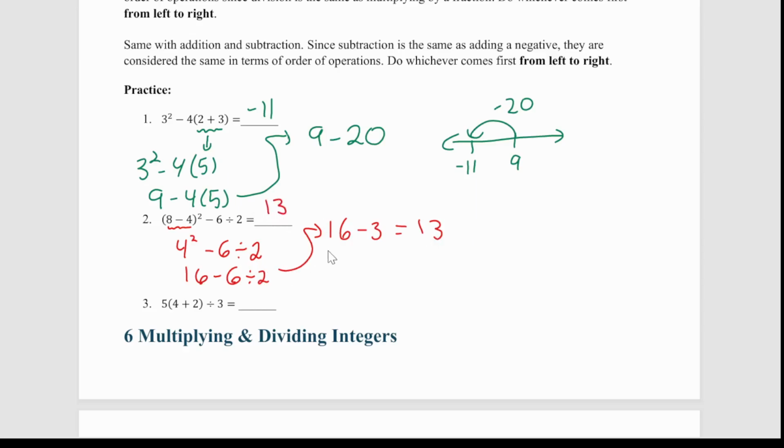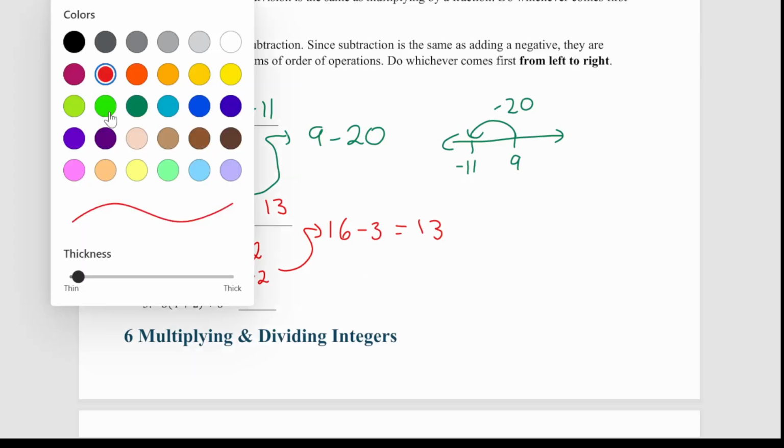Notice how I'm writing each step individually. That is what you want to do. You don't want to try to do everything at once. Even now as a math professor, I still do everything one step at a time.